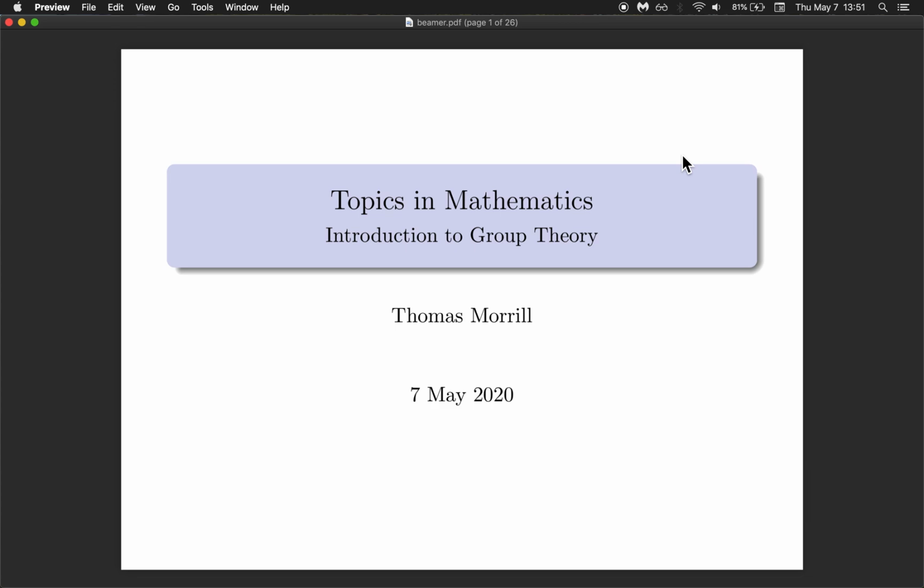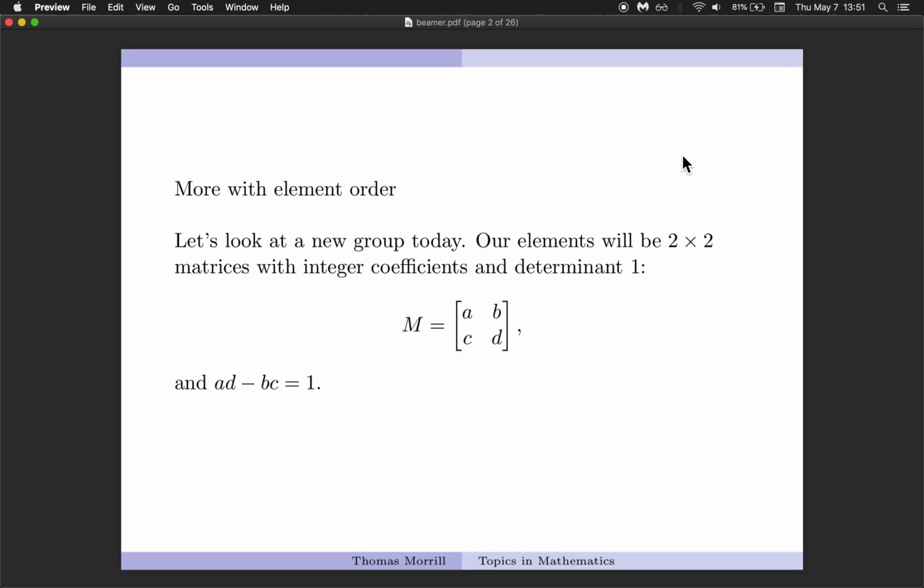Let's continue talking about group theory with some hands-on examples of working with the order of a group element. So today I want to talk about yet another group. My group is going to consist of 2 by 2 matrices.